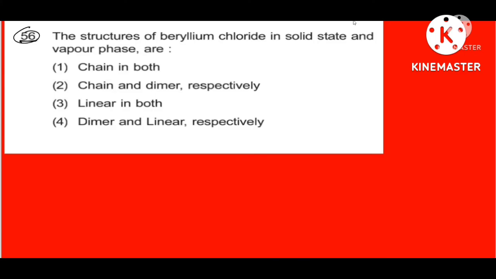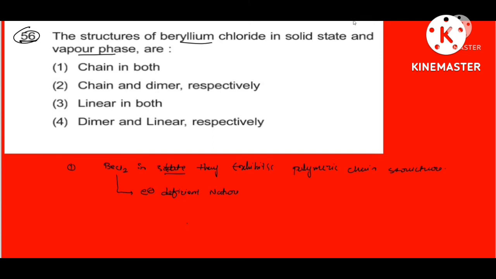Now let us see the 56th question. The structures of beryllium chloride in solid state as well as in vapor state are... This is a conceptual question. We know that beryllium chloride in solid state exhibits a polymeric chain structure. The polymeric chain structure of BeCl2 is due to BeCl2 being electron deficient in nature. That's why BeCl2 exists as a polymeric chain in solid state.